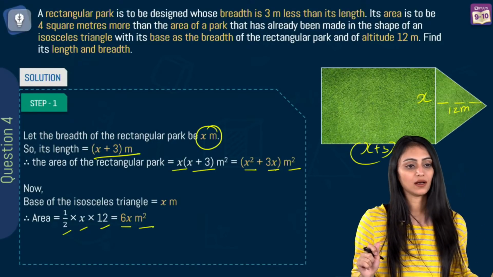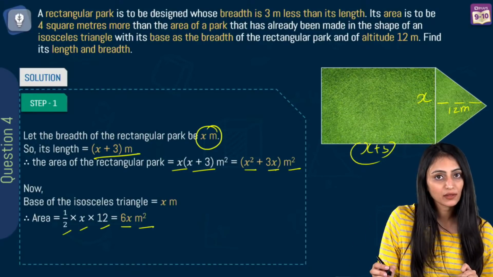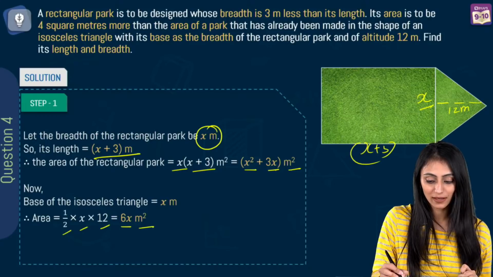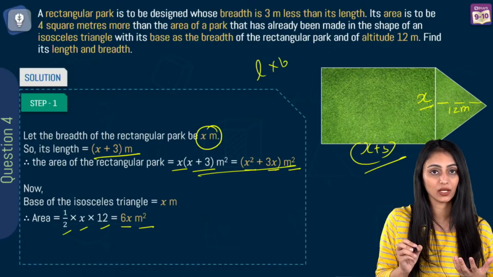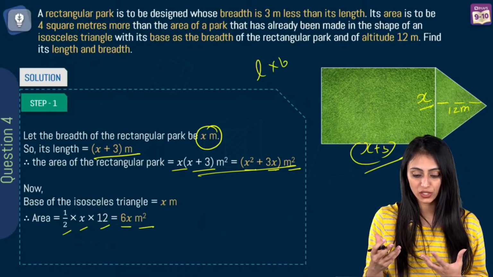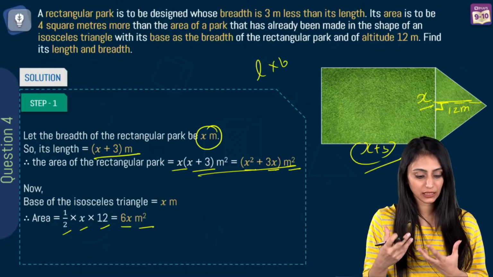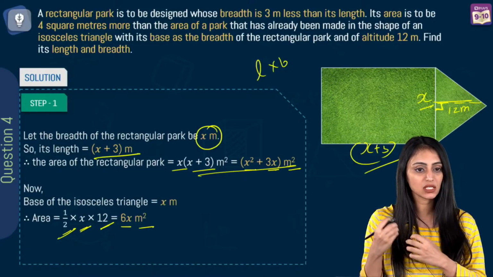All right. Viraj, this step, when we are talking about the area of the rectangular park, so its breadth is x and length is x plus 3. Area is nothing but length times breadth. That's what I've done here. When I'm talking about the area of an isosceles triangle, here we have the altitude. Altitude is 90 degree perpendicular. So that's half times base times height. We get 6x meter square.